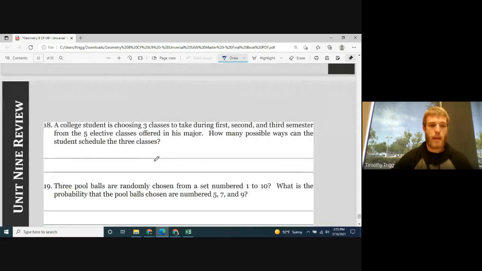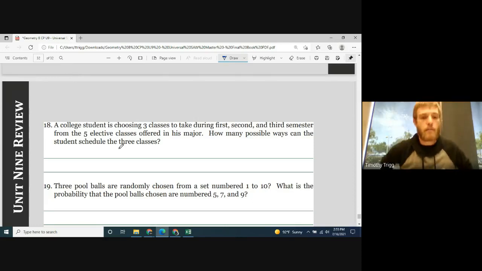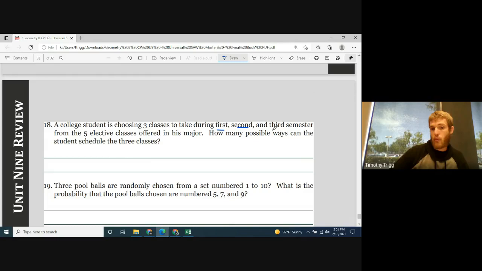Number 18, a college student is choosing 3 classes to take first, second, and third semester from 5 elective classes offered in his major. How many possible ways can the student schedule the 3 classes? Okay, so in this case, it seems as though order matters, right? First, second, third semester. So in my mind, order matters, at least from my reading of the question. So I would say this is a permutation.